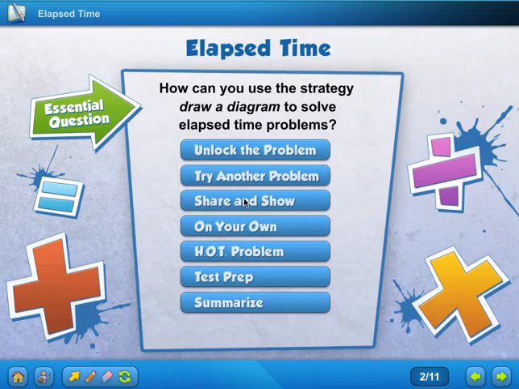Hi everyone, today we are on lesson 12.9 and that is about elapsed time. The question asks, how can you use this strategy to draw a diagram to solve elapsed time problems? All right, let's try one.